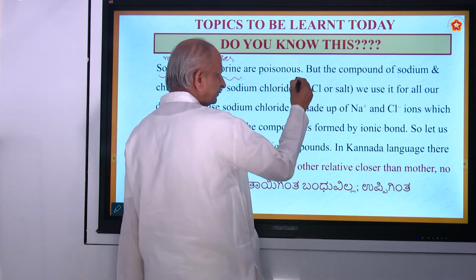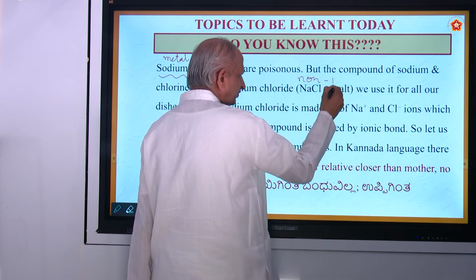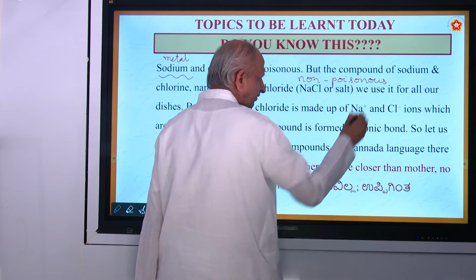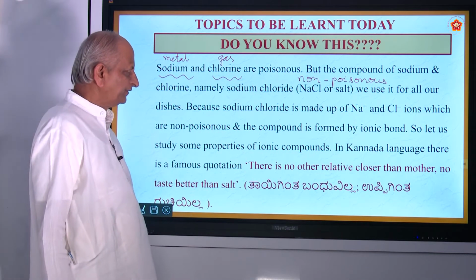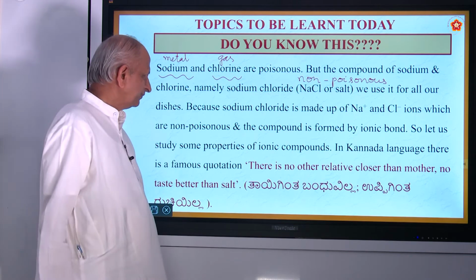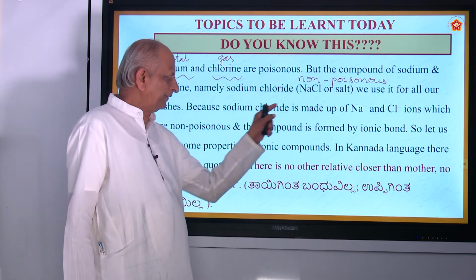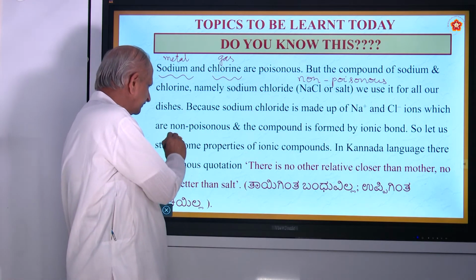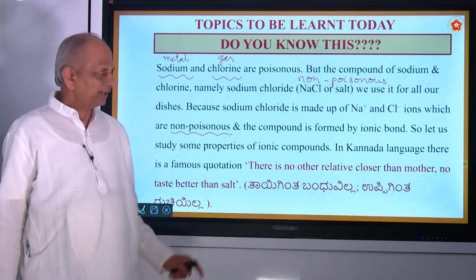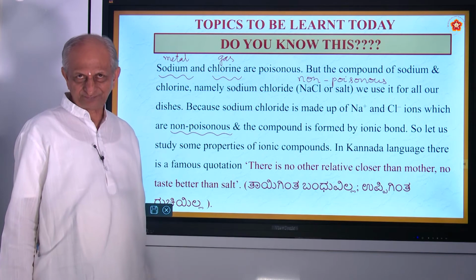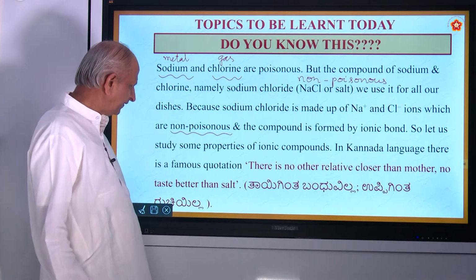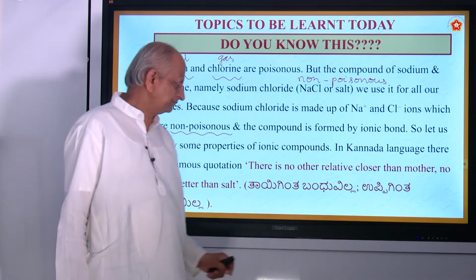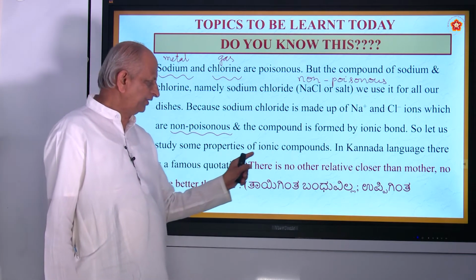Sodium chloride salt is non-poisonous. And it is compulsory, even for sweets they add a little salt. So that is non-poisonous. They are very interesting items. Sodium chloride is made up of sodium ions and chloride ions, which are non-poisonous. And what are these two? They are atoms. Atoms are poisonous. Elements are poisonous. Ions are non-poisonous. And a compound is formed by the ionic bond. So let us study some properties of the ionic compounds.